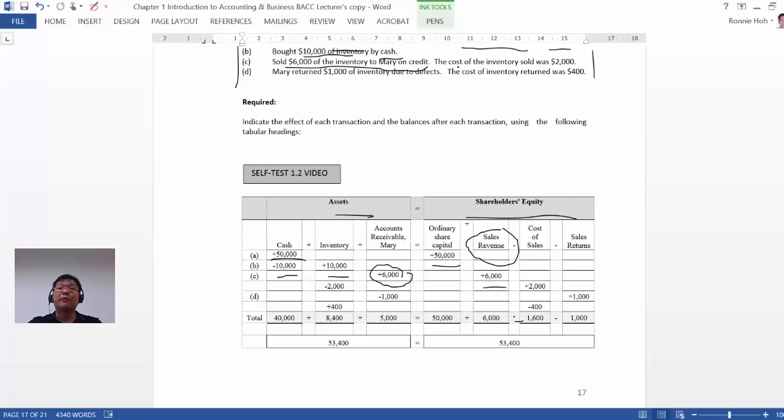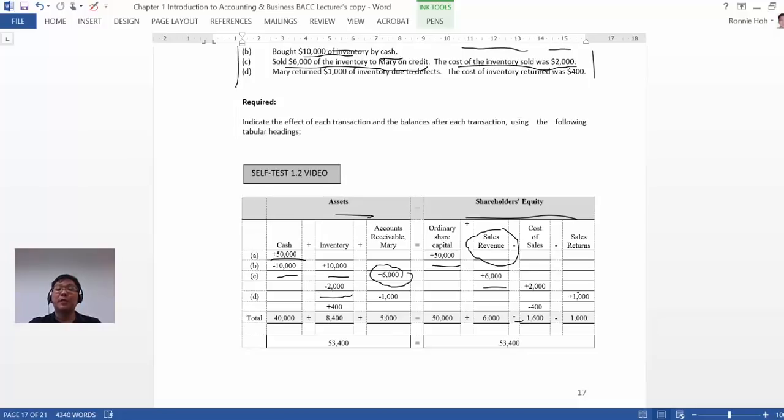Next, we then have to record the cost of inventory sold, which is $2,000. Because when we sold inventory, our inventory should go down, right? And the amount that goes down in inventory should be the amount that was bought, captured at its original price. So earlier we bought 10,000 worth of goods, we sold 2,000 worth of it, so that's why we decrease it by $2,000, the cost price.